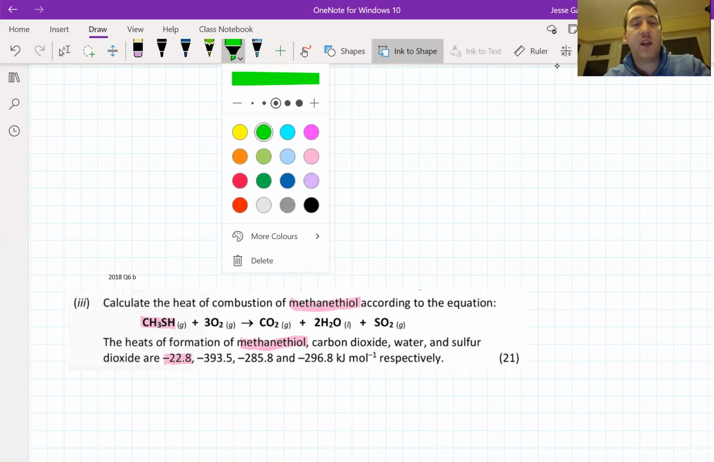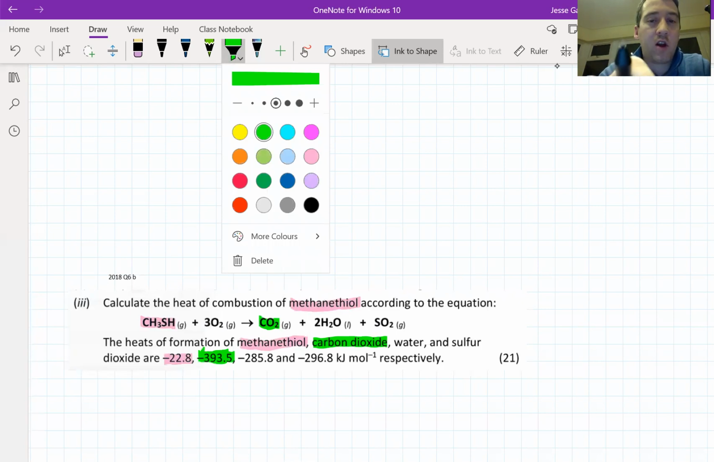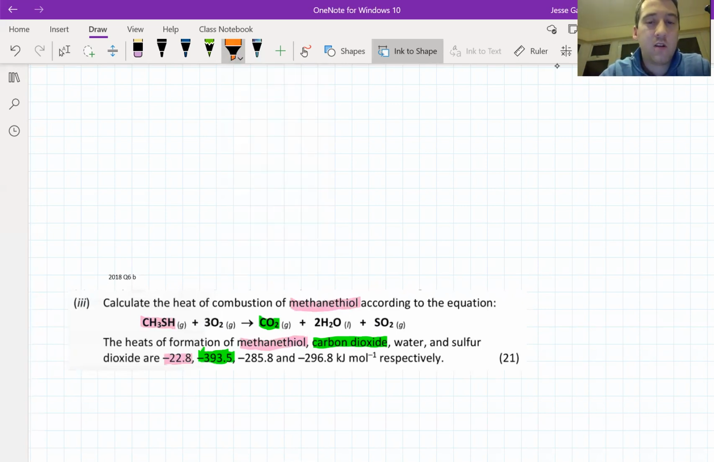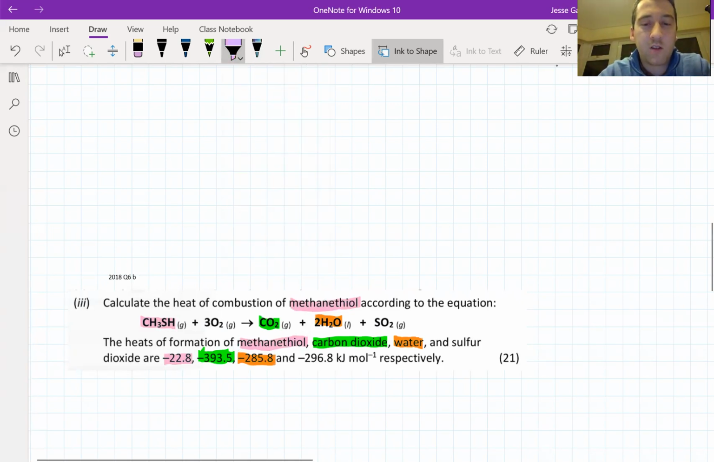Okay, so you should only be watching the video if you have highlighted the names, the formulas, and the numbers in for each of the compounds in this equation. So the next one I'm doing in green is carbon dioxide. The name is here. It's the second name in the list. So it's the second number in the list. It really is that easy. Different color. I'm going with an orange here. Water, H2O, is the third name in the list. So it's the third number in the list. And last color is a lilac-y color. It's got to be this one, which is sulfur dioxide.